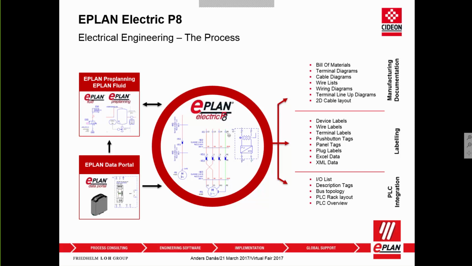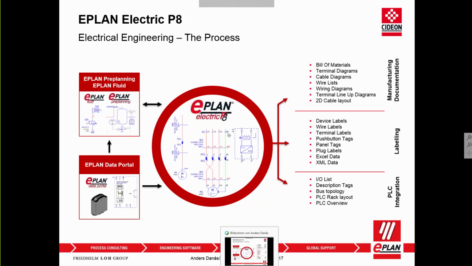Once you have done your detailed design, you also want to produce manufacturing documentation like bill of materials, for example, or wire lists or cable diagrams related to production or commissioning, or it could be, of course, maintenance. All this is done fully automatically through the Electric P8 environment. And of course, if you also want to output, for example, labeling data, it could go directly to various labeling machinery, but also to general formats like Excel. It could be device lists or wire lists or panel tags, etc.